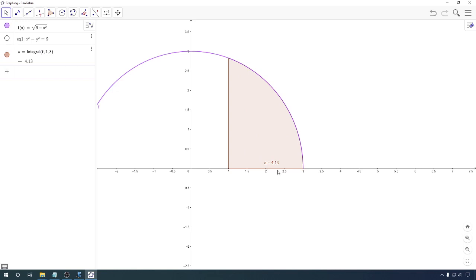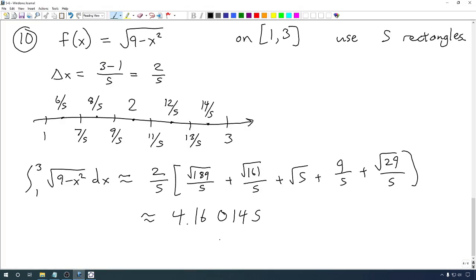Now maybe they rounded, maybe that's 4.125 or something like that. I don't know exactly. GeoGebra only gives us 2 decimal places. But it seems kind of reasonable that we got an answer of 4.16.